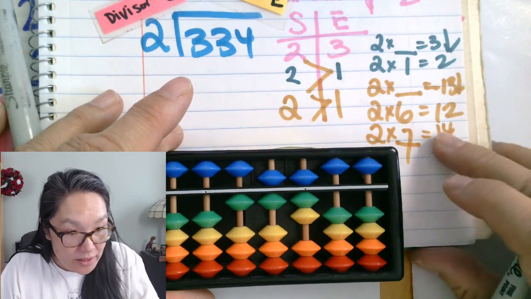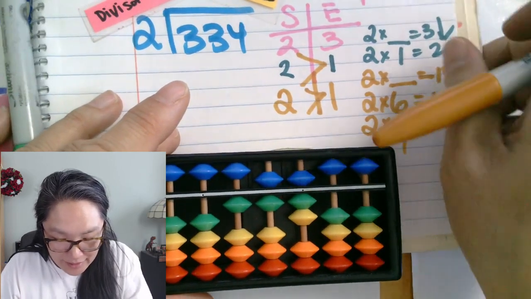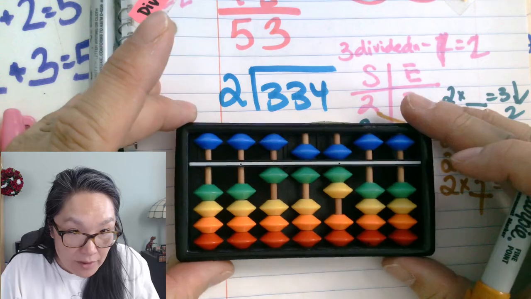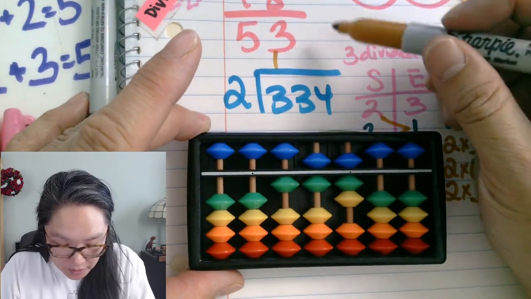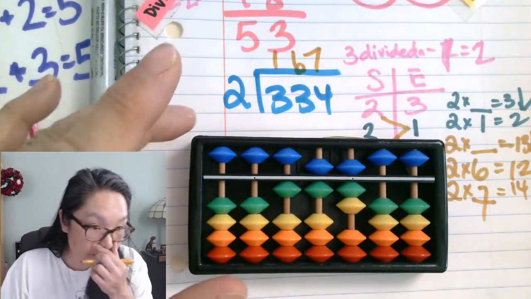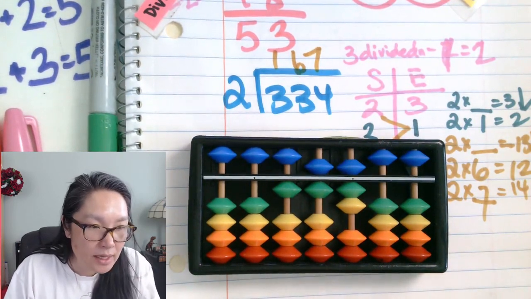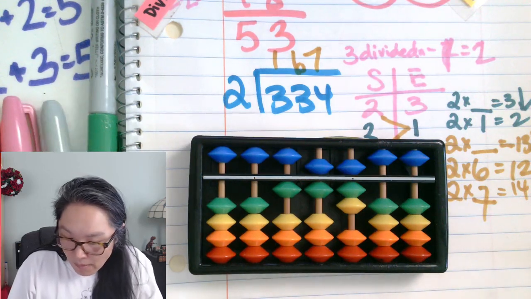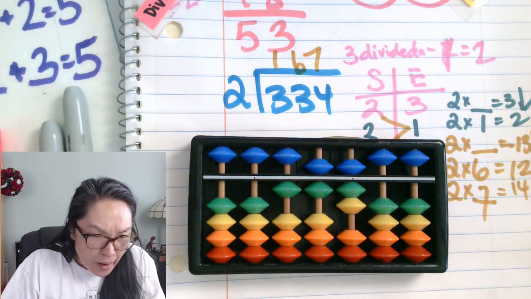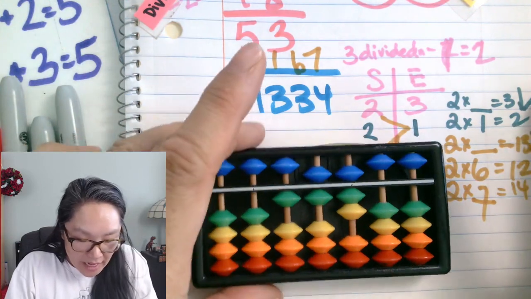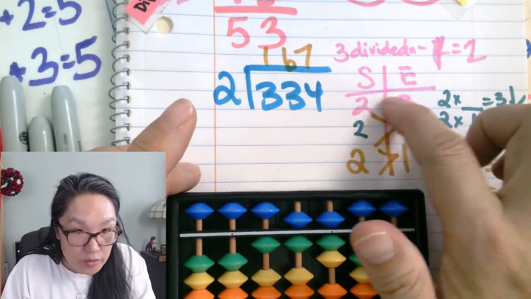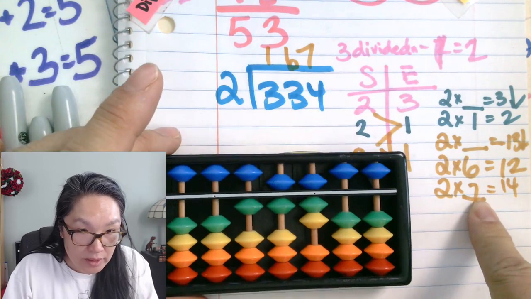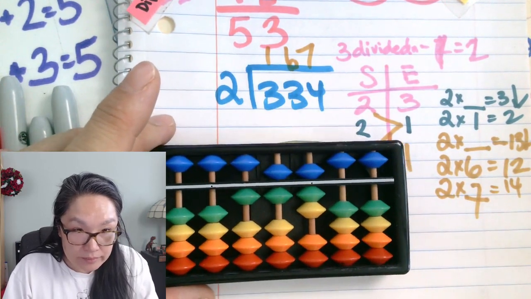My final answer is, sorry, jumped ahead. My final answer is 167. Did that make sense, Alex? That's a little bit about division. We have a conversation. We need to figure out who is bigger, and then we multiply it out, and then we take away. And then that's what we just did.